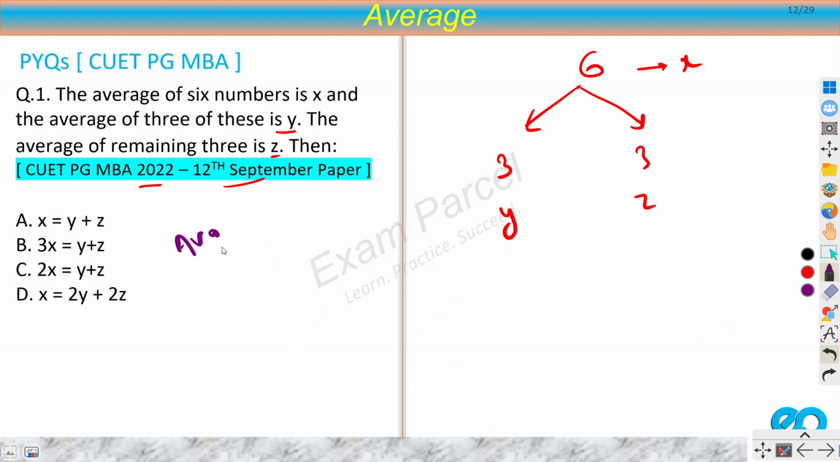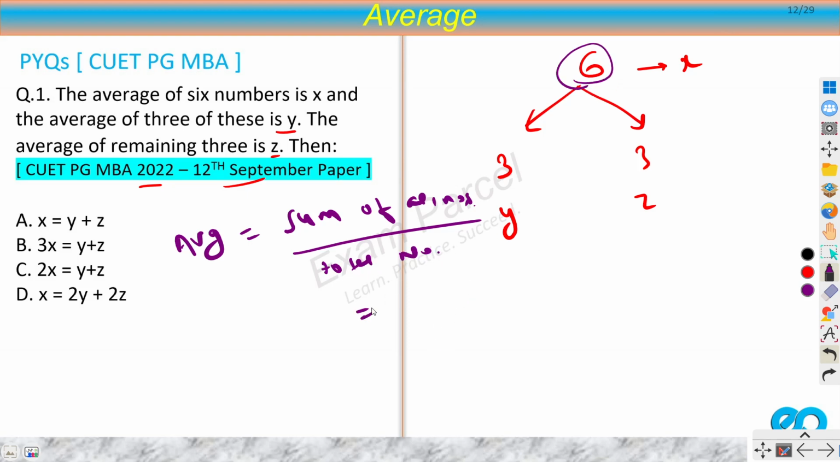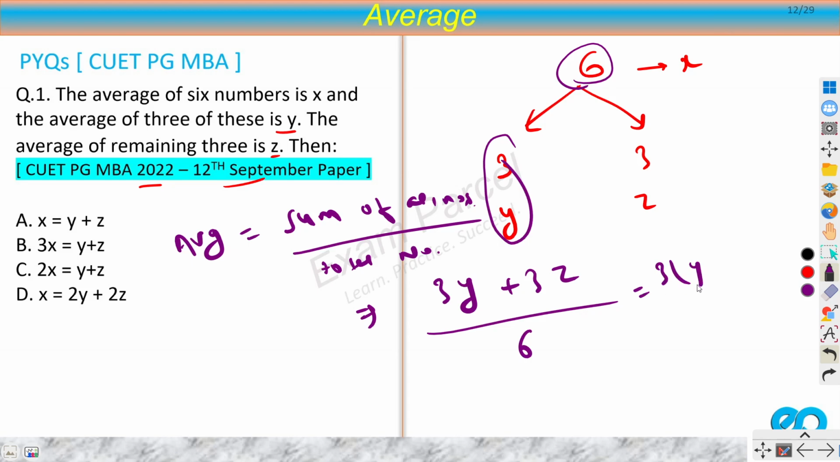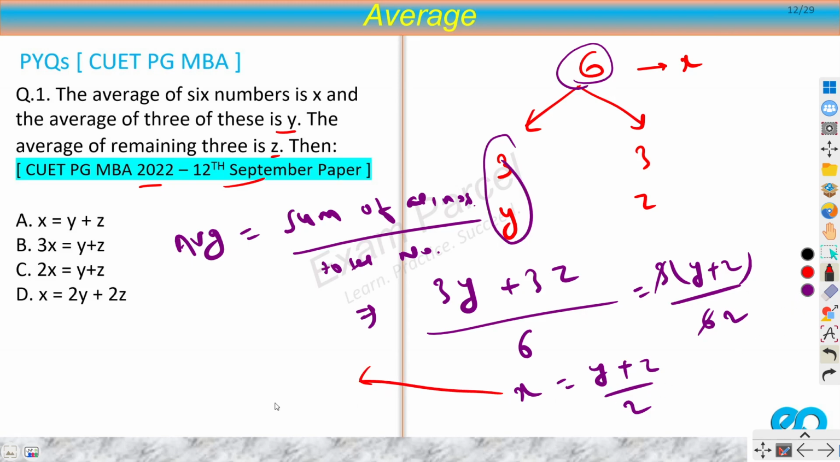For average, we know the definition: the sum of all numbers divided by the total number. So the total number is 6. The sum of all numbers would be 3 into y plus 3 into z. So x equals 3y plus 3z over 6. Now let us take 3 common, so x is equal to (y plus z) over 2. Now if we cross multiply this, then we get 2x equal to y plus z.